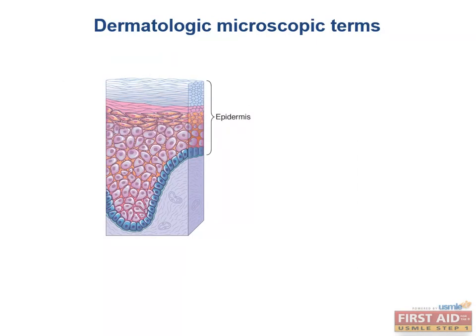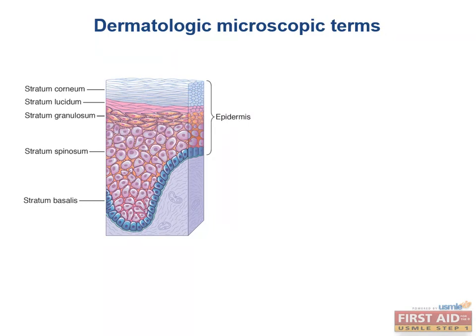When we look at microscopic terms, we'll be describing things related to the architecture of the skin when you look at it under a microscope. Do you recall the 5 layers of the skin? The stratum corneum, lucidum, granulosum, spinosum, and basalis. We'll see now how different pathologies will have classic findings on histology that affect this diagram of the skin.